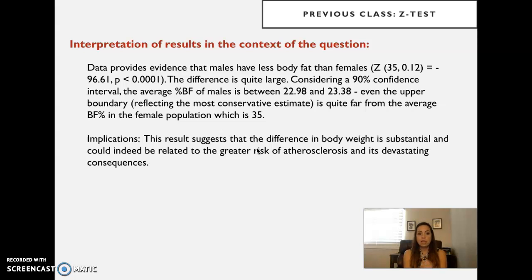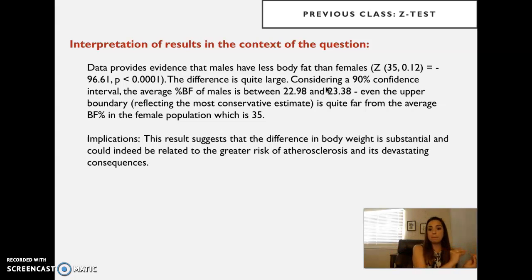Just remember, however, that the fact that I'm saying that the difference in body weight is substantial has nothing to do with the p-value. It has to do with these values here. So it's more than 10% difference, even if I consider the upper end of the estimate, right? So we have a very precise estimation here. Take a look, it's a very small interval, somewhere between 23 virtually and 23.4, right? And that is more than 10 less than the female population. So the magnitude is substantial.